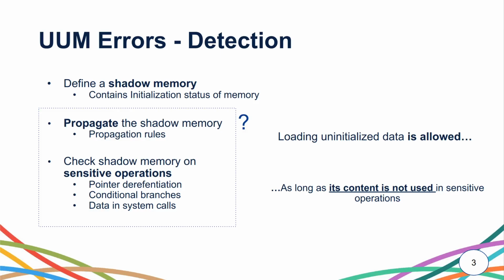Let's, for example, think of the case where we have a partially uninitialized buffer or an object that is only fully initialized depending on the context, and we want to copy it. Since to copy it we have to load it, loading uninitialized memory has to be allowed.